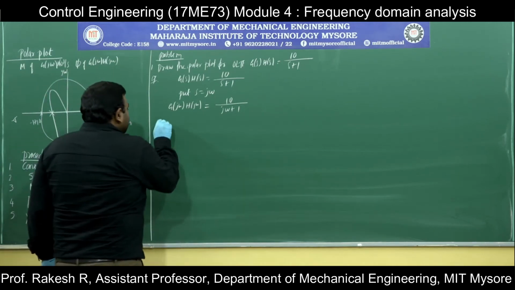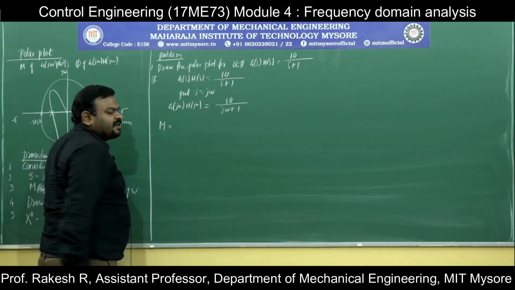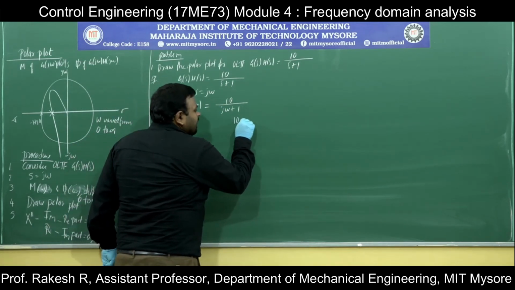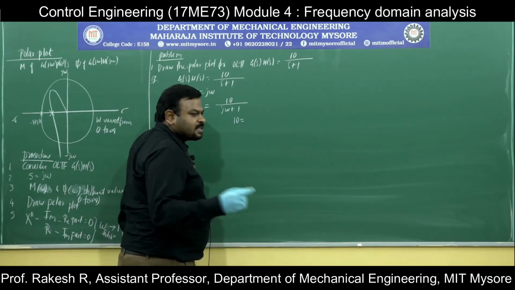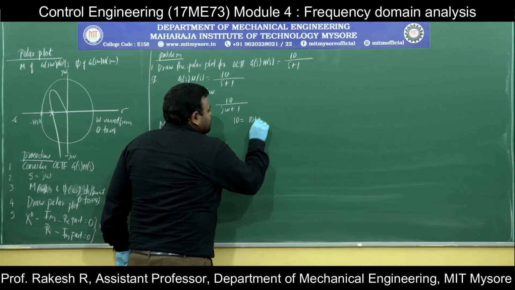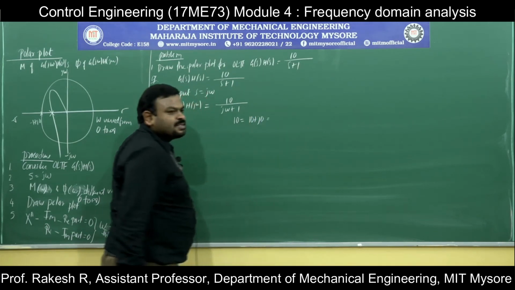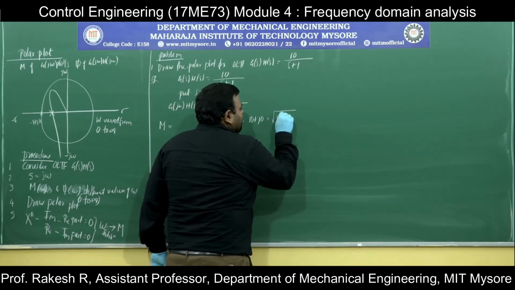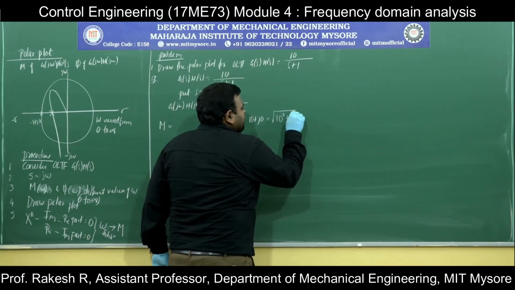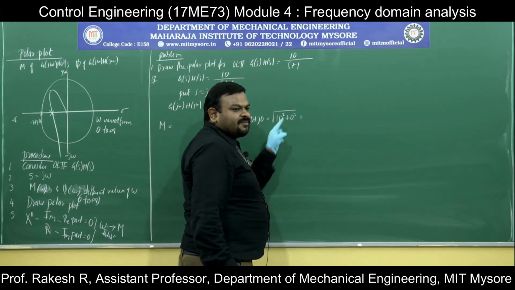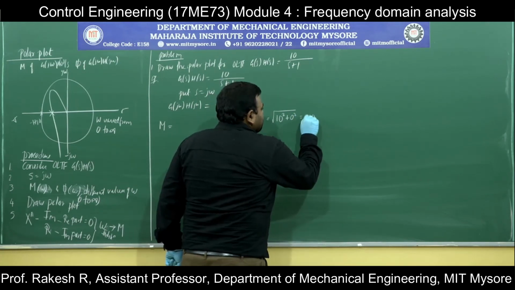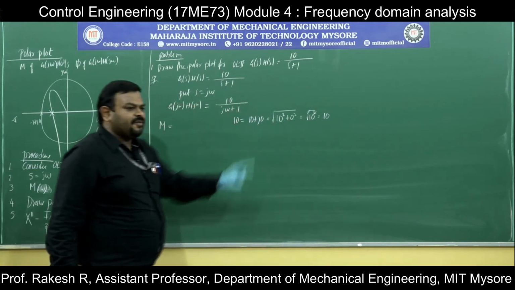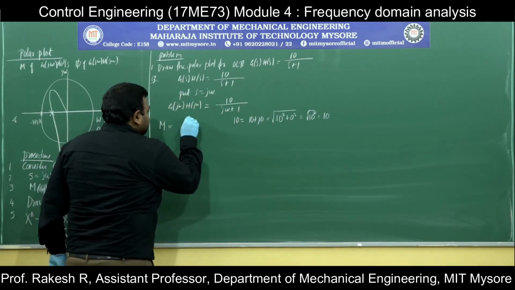Find the magnitude. Here I will take the numerator first. The numerator is 10. I will express this numerator in complex form, so 10 plus j0. What is the magnitude for this? Magnitude is the square root of real part square plus imaginary part square. So 10 square plus 0 square is 10 square. Root and square get cancelled. It will be 10. So the magnitude for the numerator is 10.